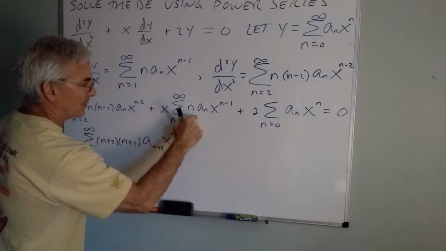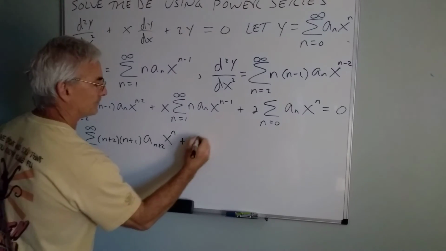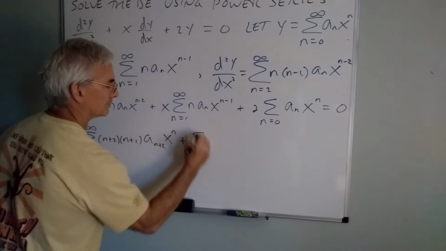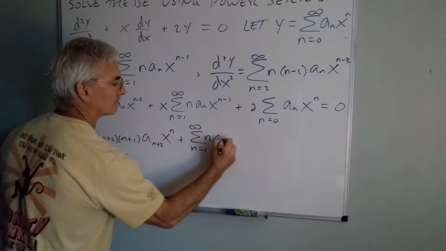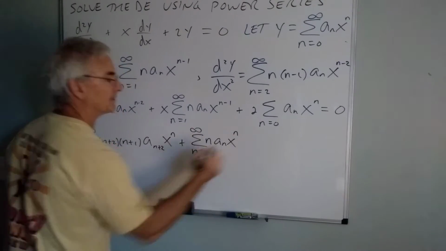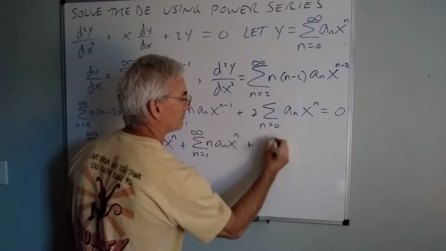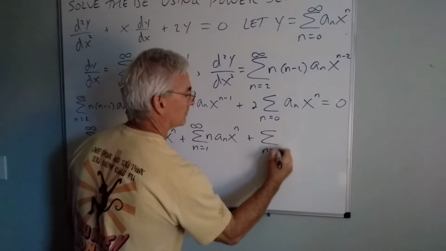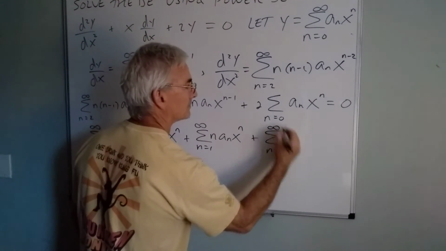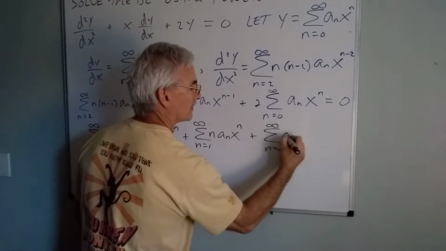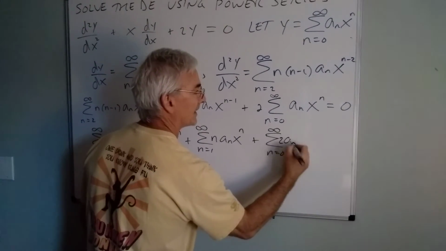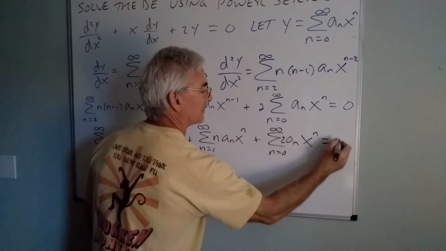Now we'll go ahead and distribute the x into there. And that will give us x to the n. And then in the last one, we'll simply multiply the 2. There's the infinity there. So 2 a_n x to the n.